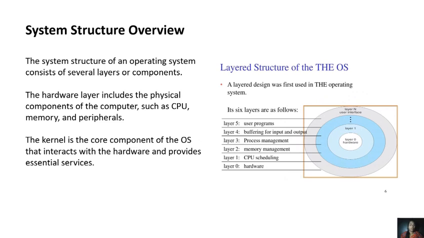System structure overview. The system structure of an operating system consists of several layers or components. The hardware layer includes the physical components of the computer, such as CPU, memory, and peripherals. The kernel is the core component of the OS that interacts with the hardware and provides essential services.